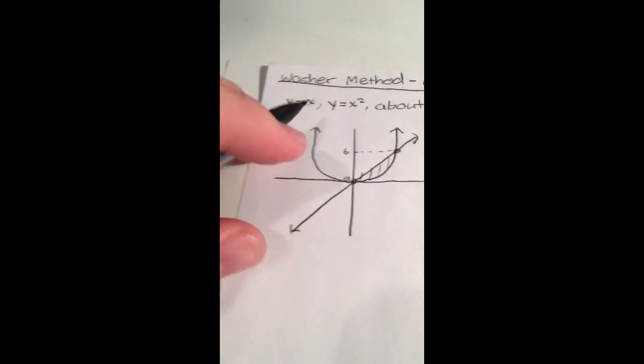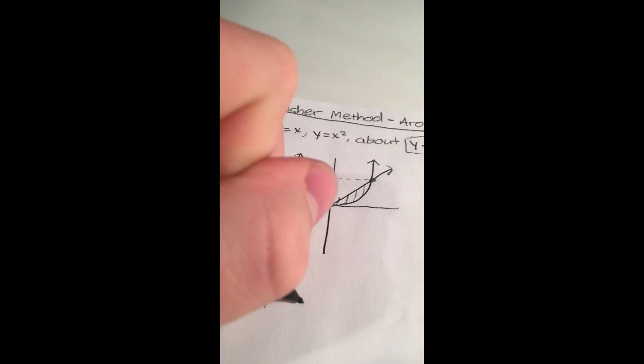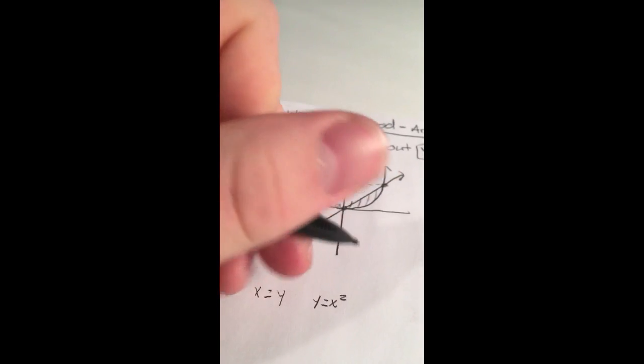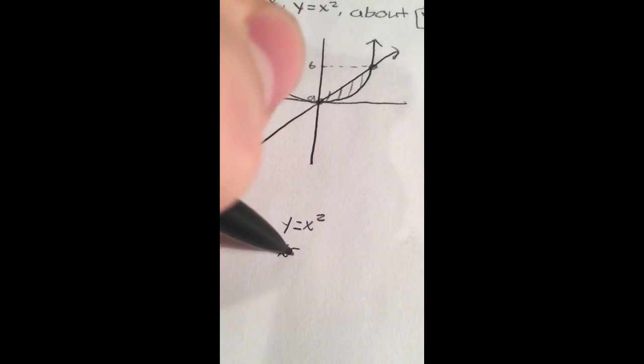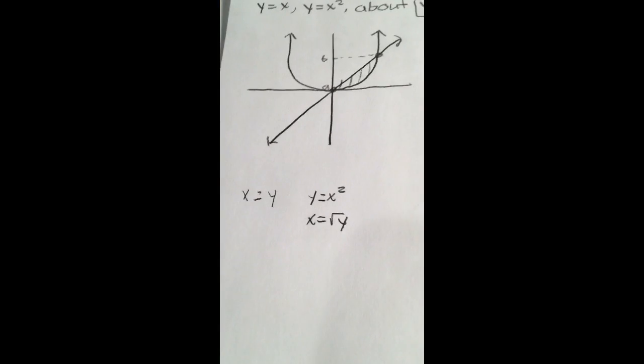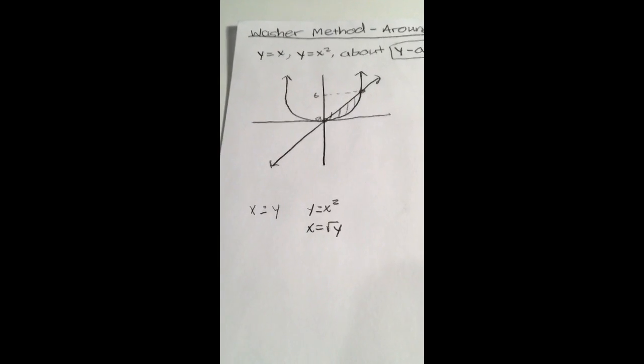Now before we set up our integral, there's one more thing we have to do. Because we're rotating around the y-axis, we're going to be integrating with respect to y. So we have to change these functions to be x equals whatever. With the first one, it's easy: it's just x equals y. And for y equals x squared, you take the square root, and x equals the square root of y. So these are the two functions that you use to integrate in your equation.